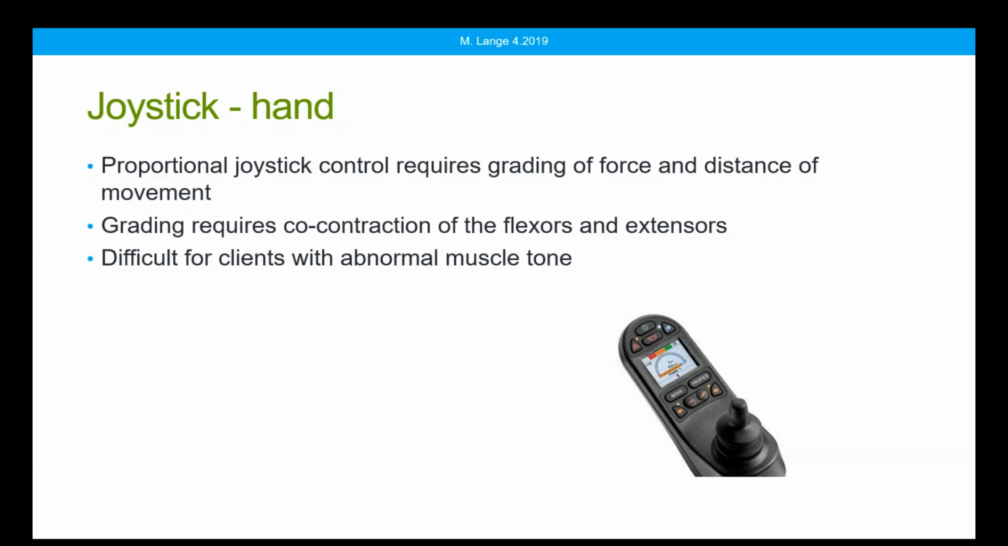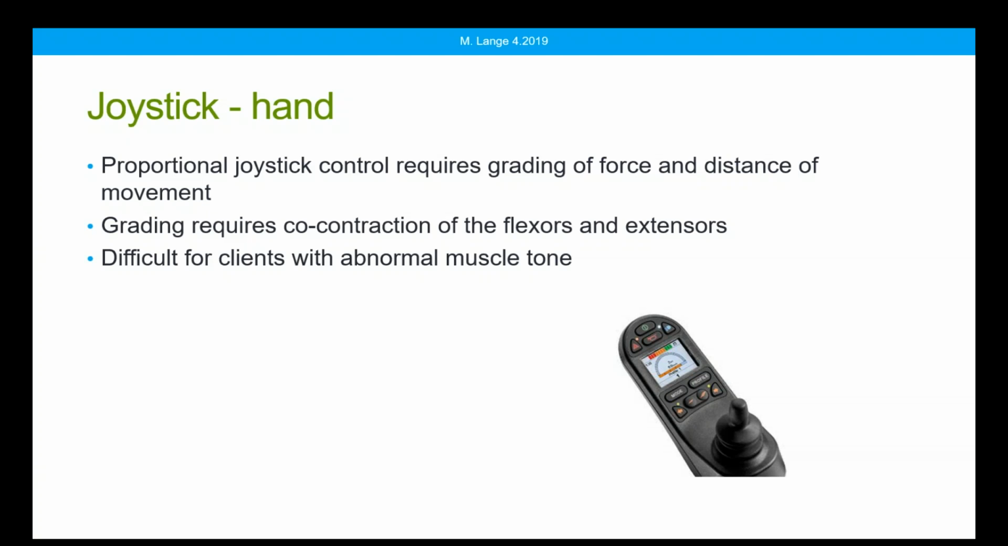Now, most commonly, proportional controls are a joystick placed at the hand. Controlling a joystick is really more difficult than it appears. And I think it's important that we're aware of the requirements of using a joystick successfully so that if a client is unable to do so, we can maybe explain why to other team members.